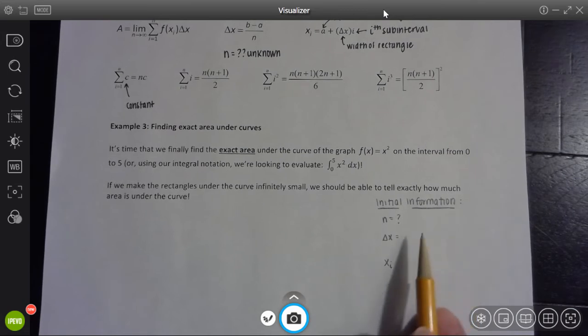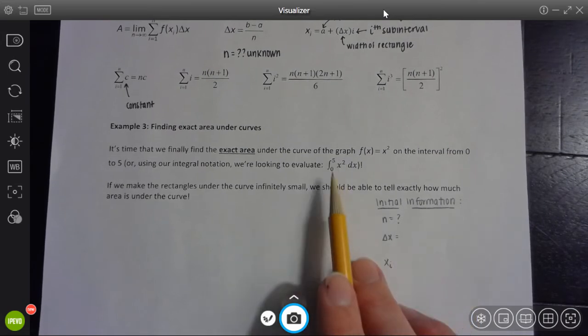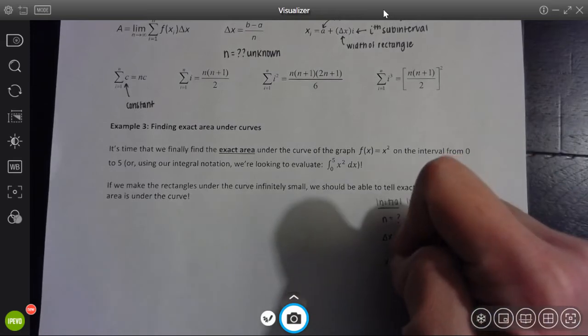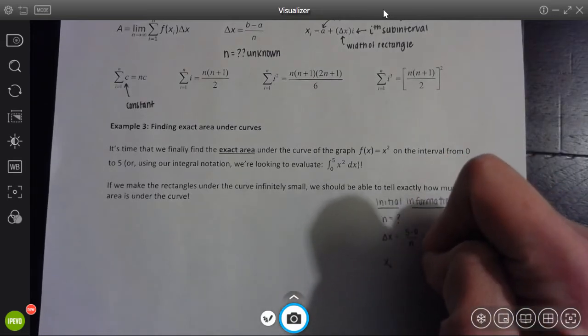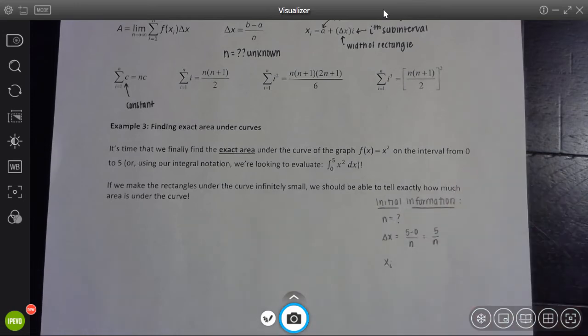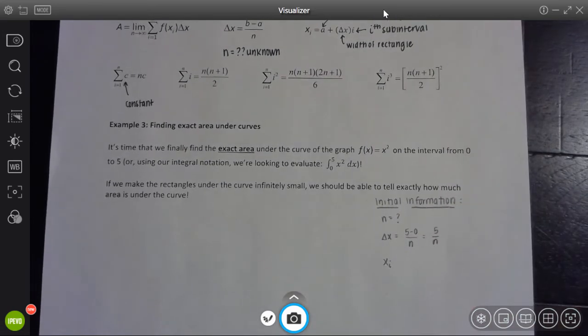We do know that delta x is our b minus a divided by n. So we know that our b minus a would be 5 minus 0. And if we don't know n, we're just going to leave that as n for the moment. So our delta x is going to stay as 5 over n.